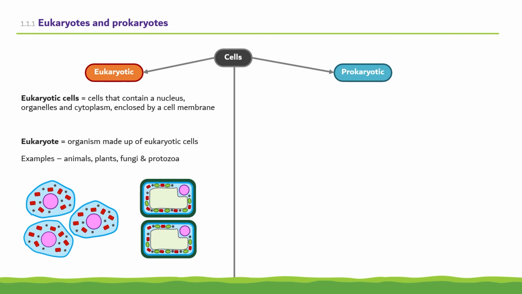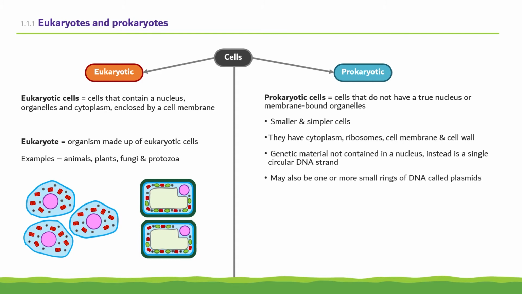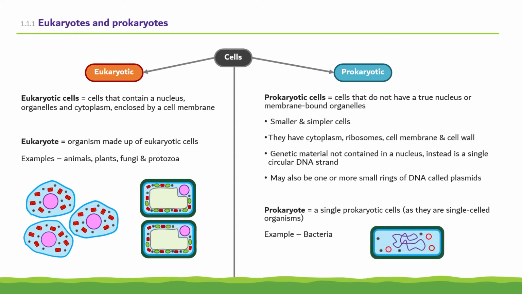On the other hand, prokaryotic cells are cells that do not have a true nucleus or membrane-bound organelles. Prokaryotes are smaller and simpler cells that contain cytoplasm and ribosomes and are enclosed by a cell membrane and a non-cellulose cell wall. The genetic material is not contained within a nucleus, but instead is a single circular strand of DNA. There may also be one or more small rings of DNA called plasmids, which can carry extra genetic material. A prokaryote is a single prokaryotic cell, as prokaryotes are all single-celled organisms, with an example of a prokaryote being bacteria.